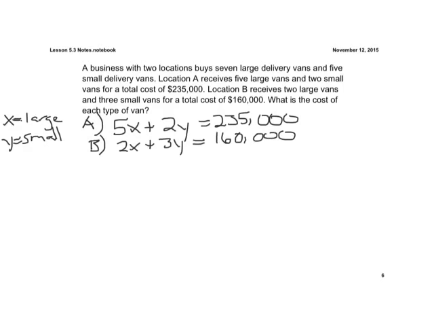Okay, what we need to do is figure out the cost of each type of van. We need to get a value for X and Y. So let's use elimination here. Notice they don't set us up nicely at all here, actually. We need to really multiply both equations by a number, because we can't take just A and multiply by a number to get something to cancel out with B.